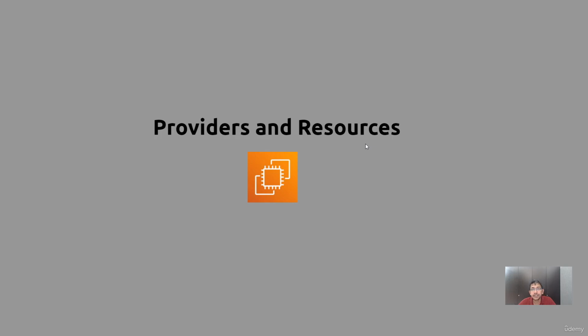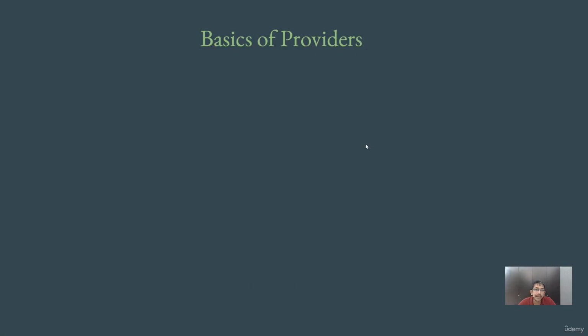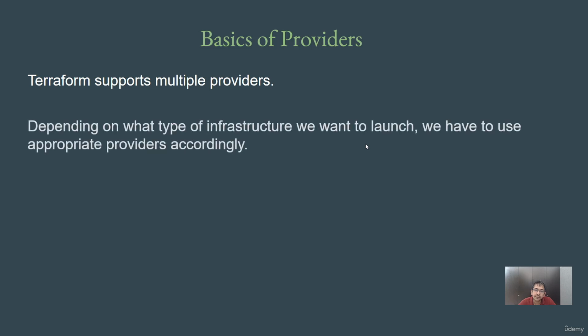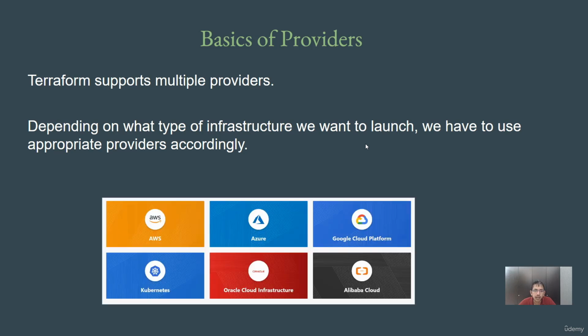Now in today's video, we are going to discuss resources and providers in Terraform in more detail. Now one of the main benefits of Terraform, and why so many organizations have started to use it extensively, is its support of multiple providers. So depending upon the type of infrastructure and resources you want to create, you can use the appropriate Terraform providers accordingly. For example, Terraform has a wide range of providers from AWS, Azure, GCP, Alibaba, Kubernetes, etc.